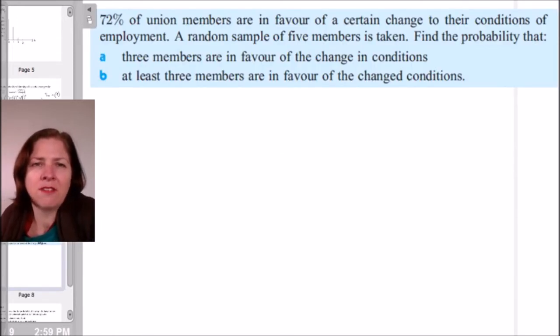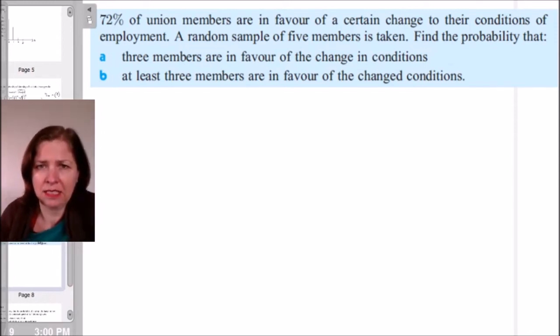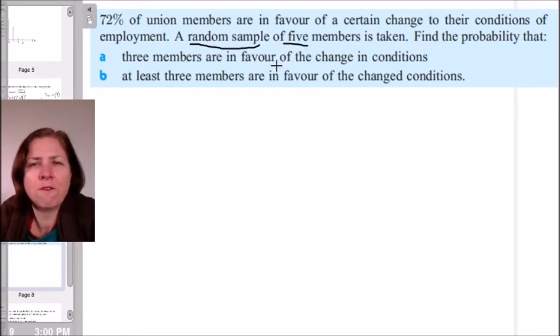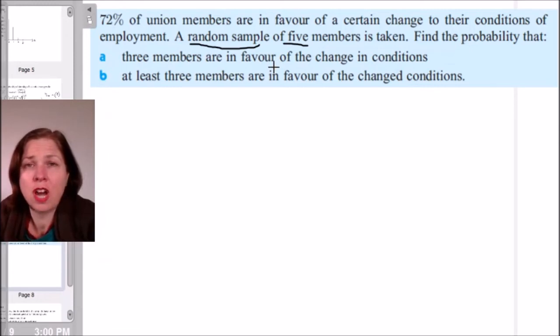So here I've got 72% of union members are in favour of a certain change to their conditions of employment. A random sample of 5 members is taken. So it's a random sample. That's pretty important. And 5 tells me that there's going to be 5 trials. Each time I randomly pick a person, that's 1 trial.